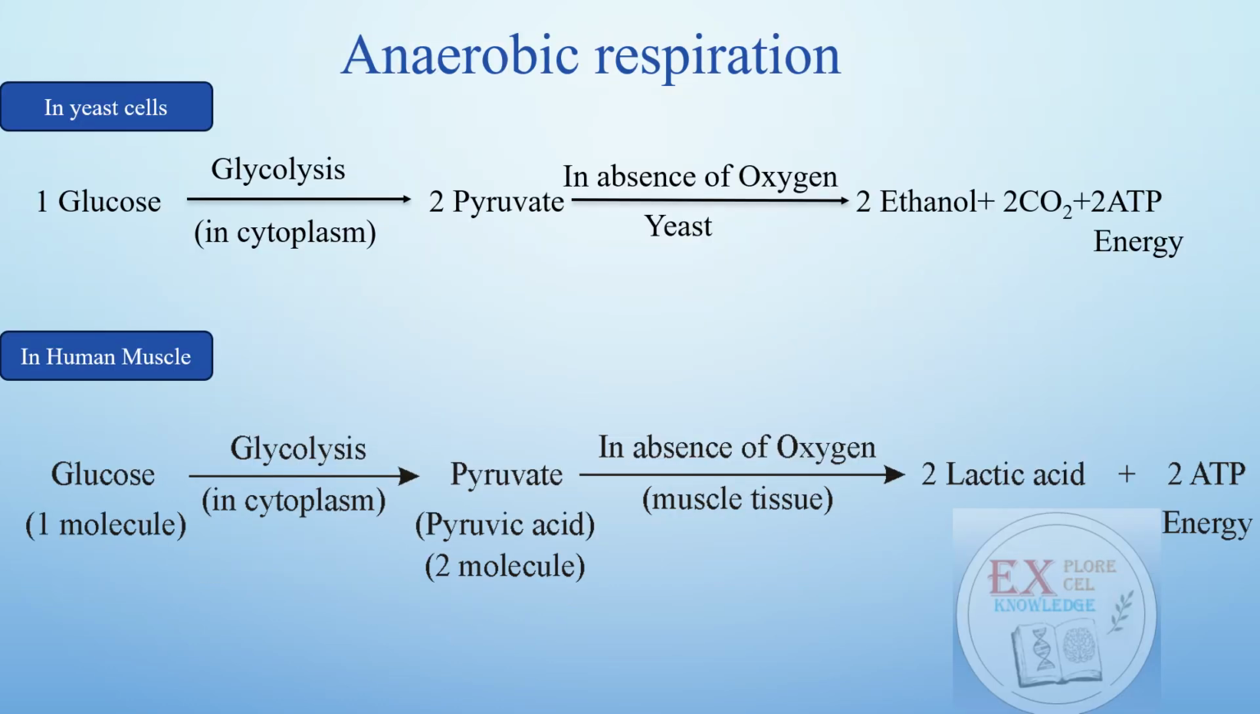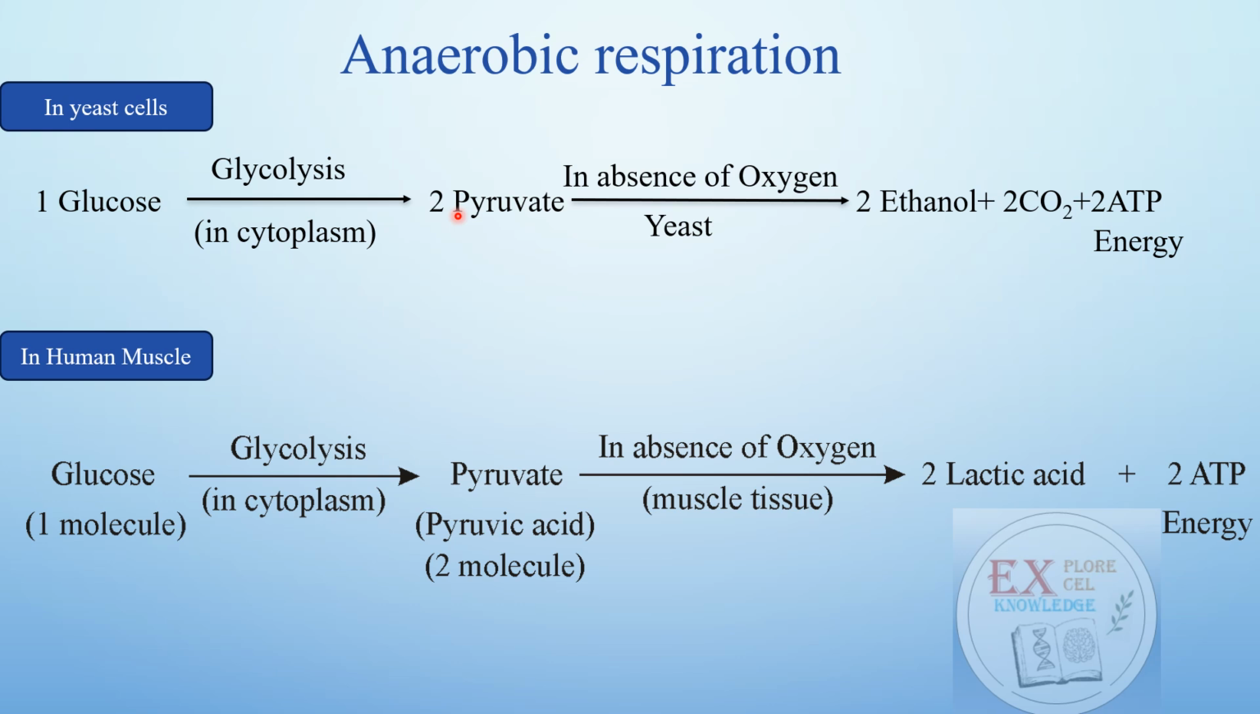Anaerobic respiration. The respiration which takes place in the absence of oxygen is known as anaerobic respiration. The first step is the conversion of glucose, a 6 carbon molecule, into a simple sugar pyruvate, a 3 carbon molecule, in the cytoplasm. In the absence of oxygen, this pyruvate gets converted into other substances and the energy is released.